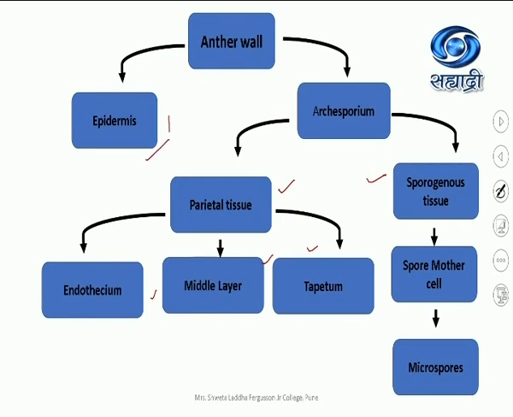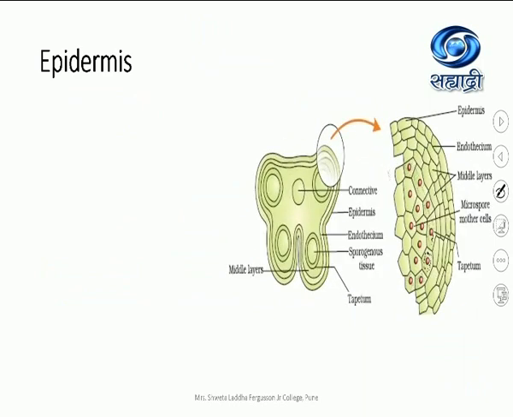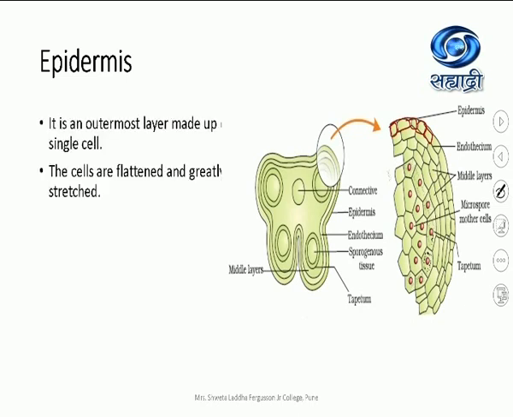First, we'll discuss epidermis. Look at this picture. It is the outermost layer. See this outermost layer, I am making it dark red. This outermost single layer is epidermis. And the cells are flat. Look at the structure of the cell. They are flat and they are stretched. They are stretched because they are covering the entire pollen sac. And of course, if they are outermost, what will be their function? The function will be protective in nature. It protects the anther. So epidermis: outermost layer, single layered, greatly stretched cells, protecting the anther.